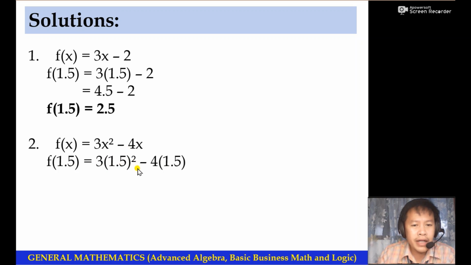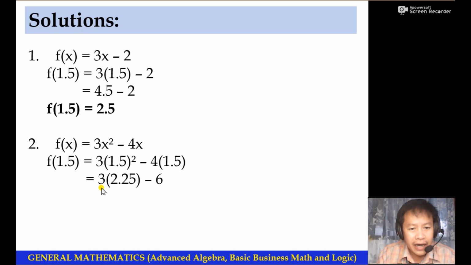3 times 1.5 quantity squared minus 4 times 1.5, you are going to simplify its terms. What you're going to do is to simplify first the exponential number, or you are going to remove first the symbol of grouping. But prior to that, you are going to remove first the exponent 2. It means that 1.5 will be multiplied by 1.5 itself. Okay, therefore, 1.5 times 1.5, what is the result? 1.5 times 1.5 is 2.25, and that will be multiplied to 3. Okay, this is it. Then, you are going to multiply 4 and 1.5, and the result is 6. 1.5 times 4 is equal to 6.